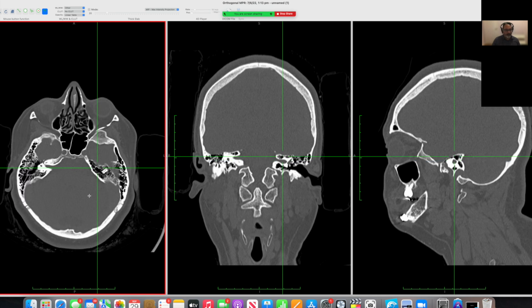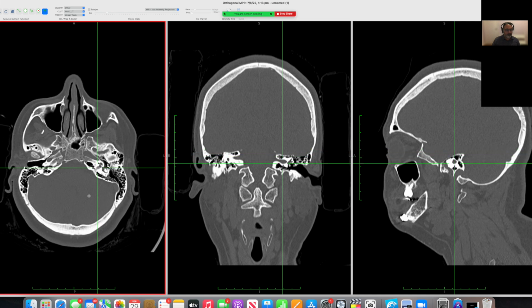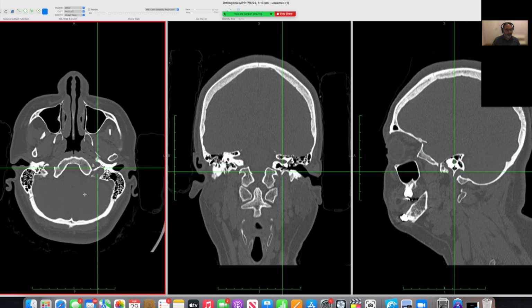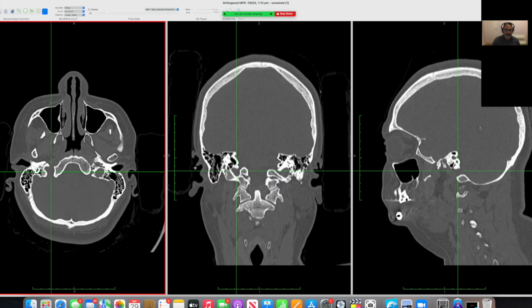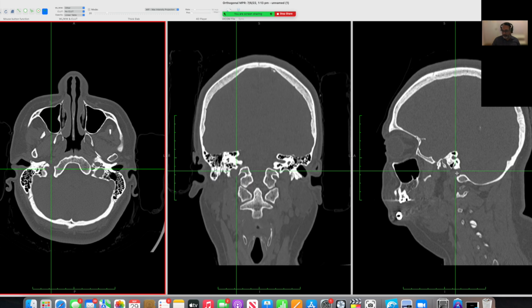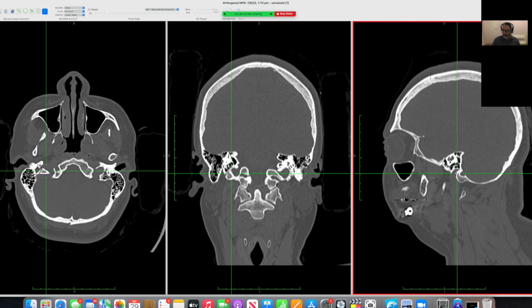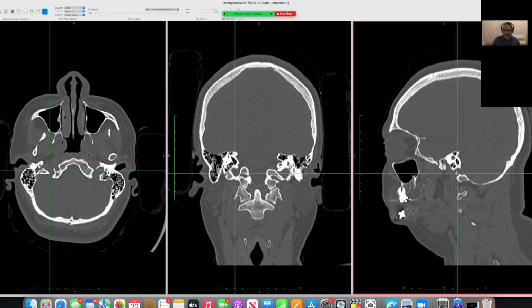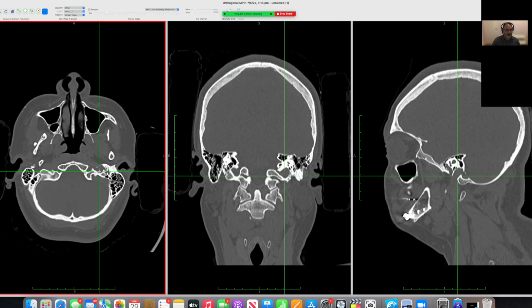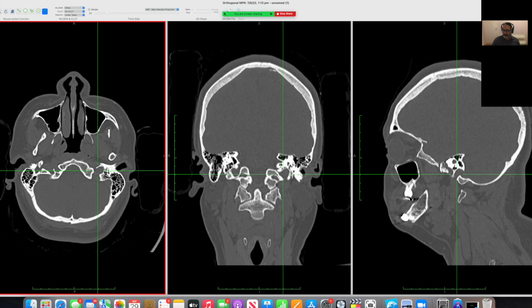All right, let's keep going further down and see the jugular. Going up, see the jugular foramen. There's the jugular foramen right there. That's what the jugular foramen will look like in a coronal view. And you can see it really nicely in a sagittal view here. So that's the jugular foramen. Now let's look at the other side also. And you can see it on the other side.